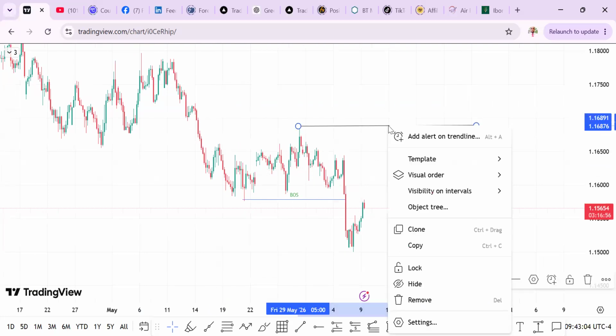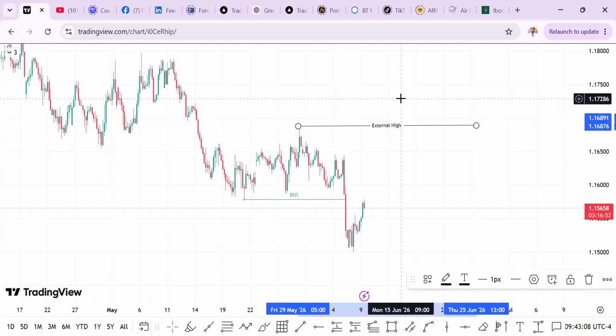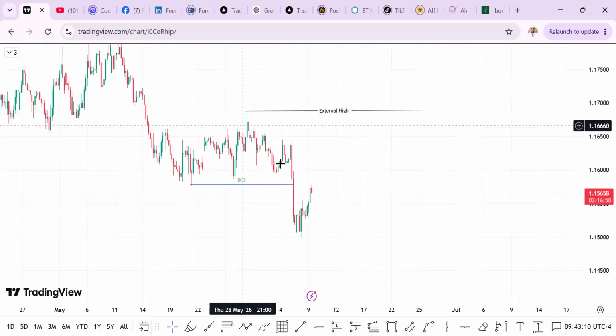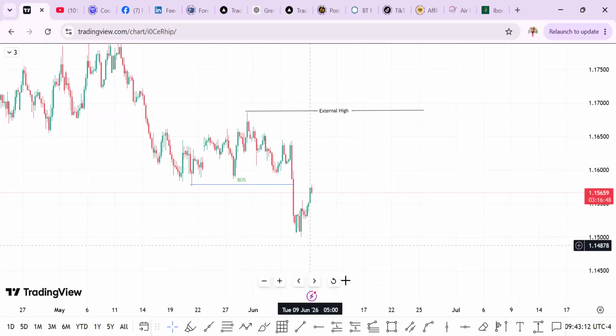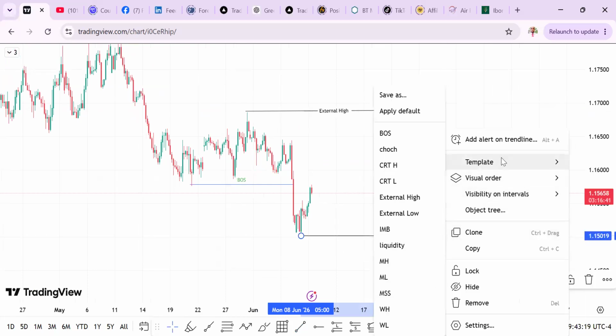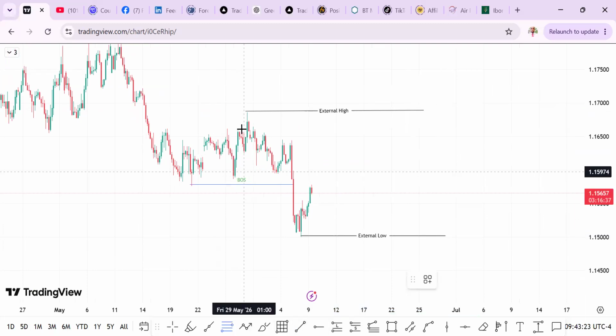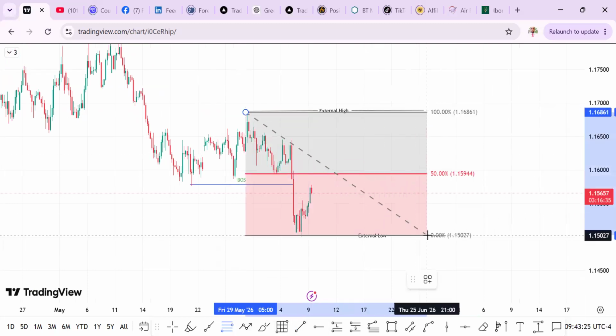Now, how do I measure this? This is my external high, which is the high. Then price breaks structure and moves down. This place becomes what? External low. Right? So we have our external low. The next thing is to bring in my Fibo, my premium and discount.